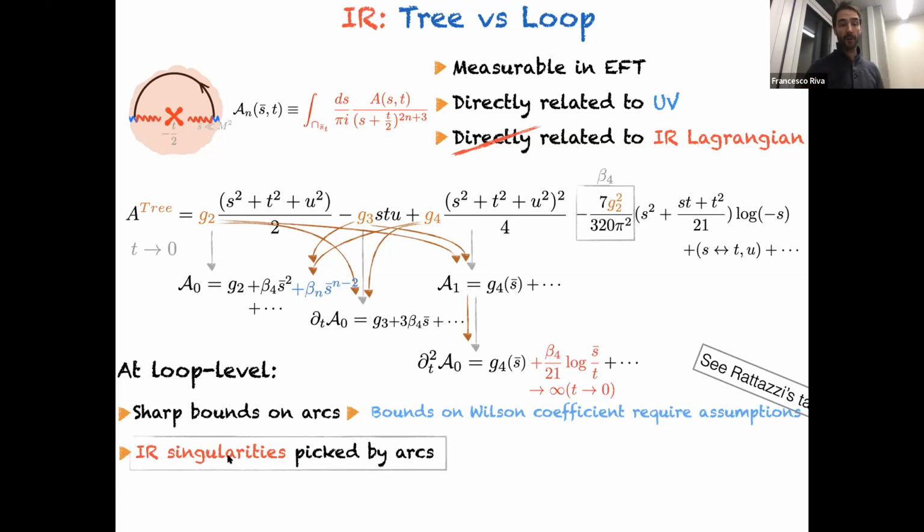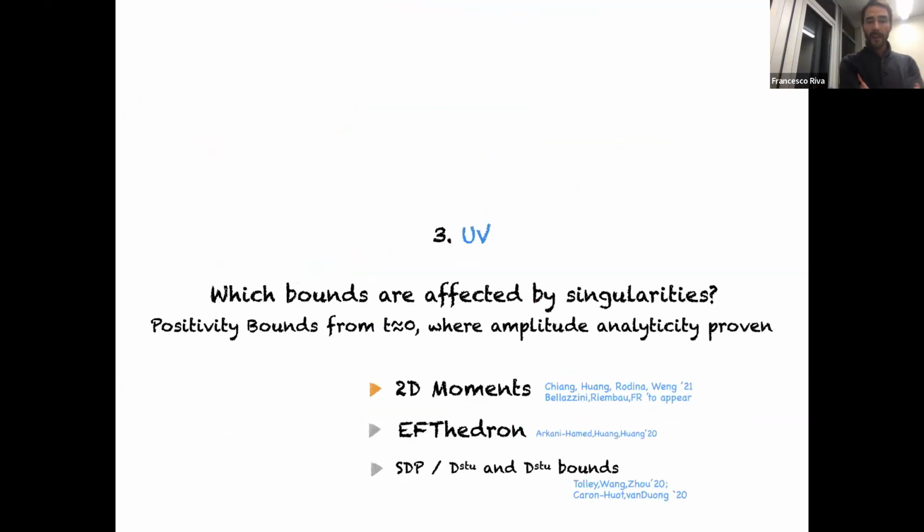So in this talk, I will focus mostly on this aspect and understand how these infrared singularities propagate along the bounds. As I understand, Ricardo will talk more about this idea of assumptions that have to be made in his talk on Wednesday. Okay, so the question is, which bounds are affected by these singularities?